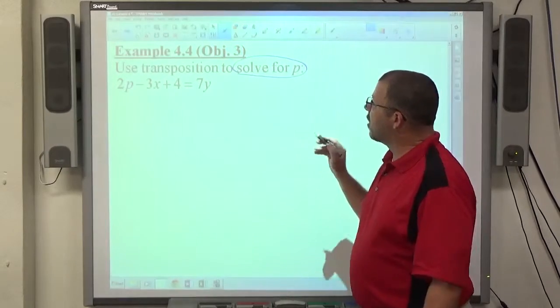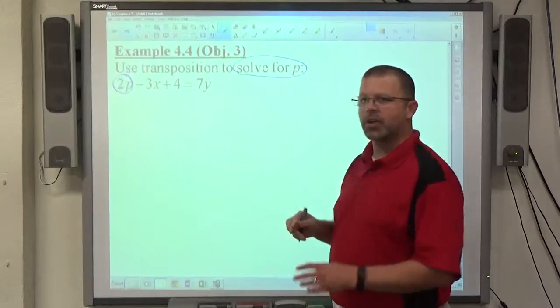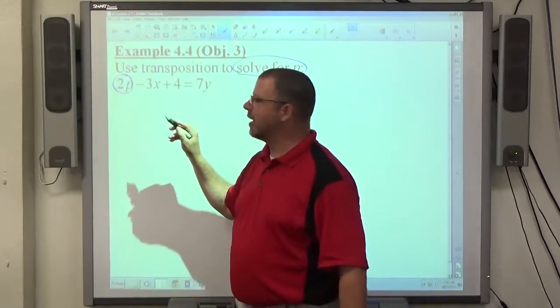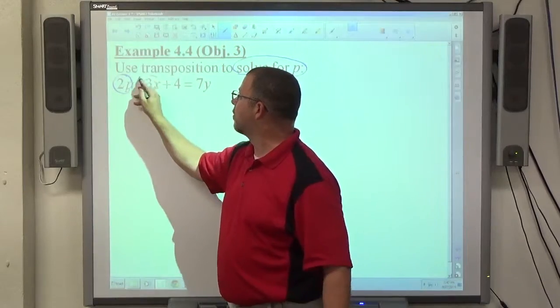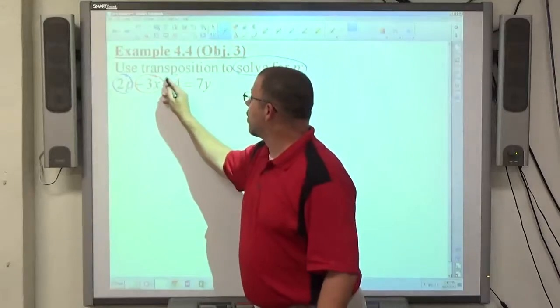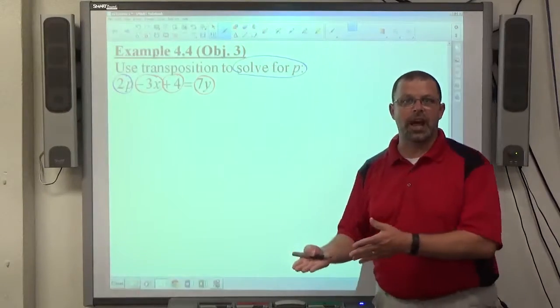Once you see that it says solve for p, terms that contain p are more important than everything else, so they're going to act like the variables. Everything that doesn't contain p is going to act like a number, even if it's not a number. So negative 3x isn't a number, it's a variable term, but it's going to act like a number. 4, of course, is a number, and 7y again is a variable term, but it doesn't have a p in it, so it's going to act like a number.